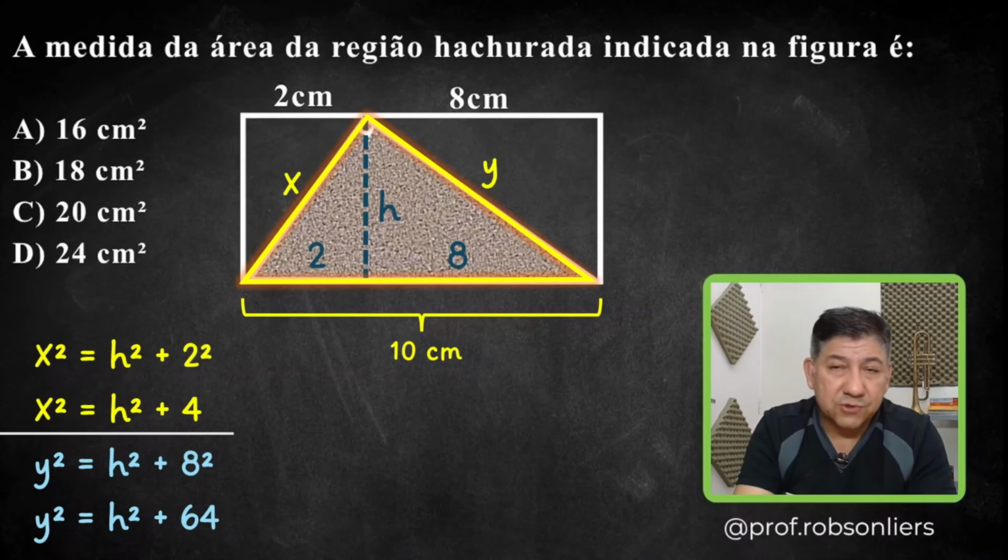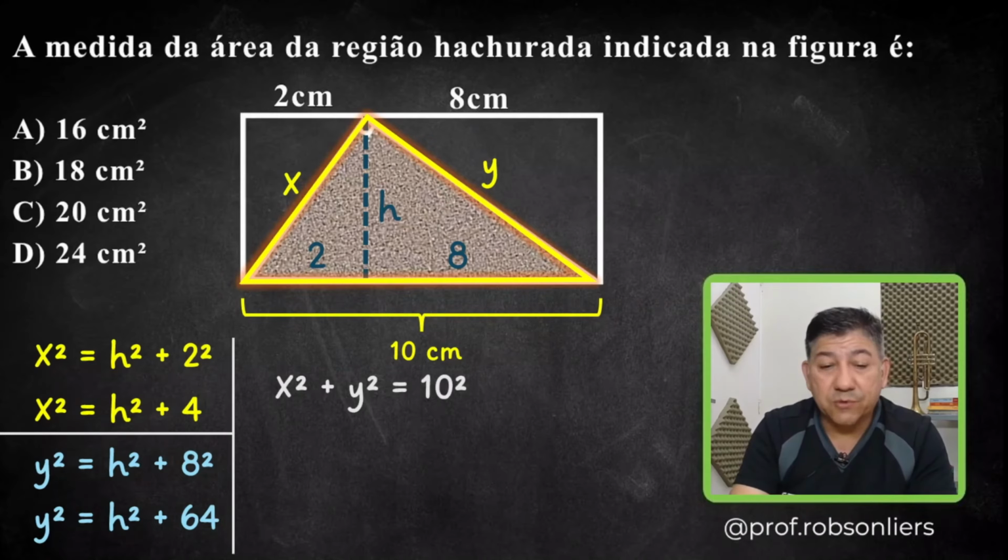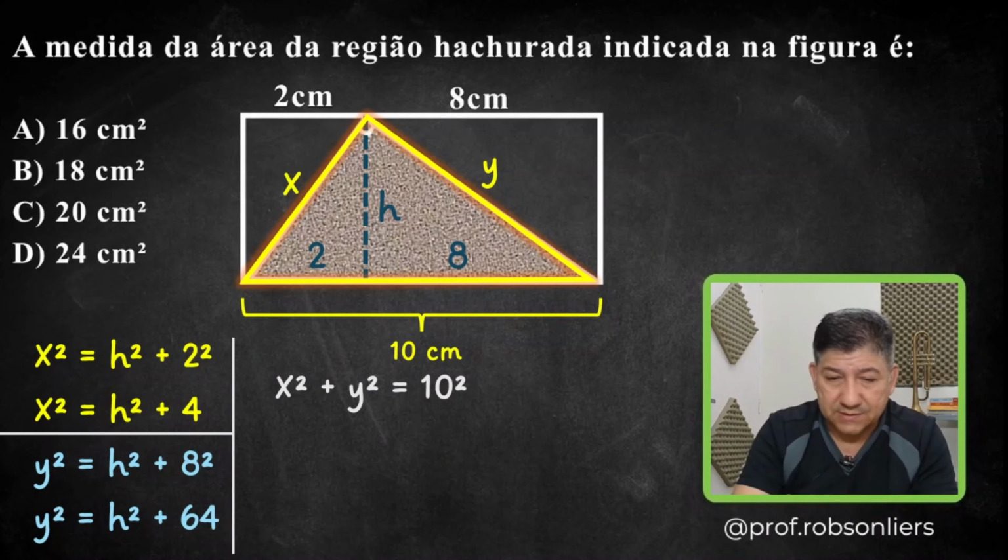Looking closely at this triangle, we have the hypotenuse, which is equal to 10. It's the side that's opposite the 90-degree angle, 10 centimeters, and we have the two legs, x and y. Using the Pythagorean theorem again, it will be like this. Look, x squared plus y squared equals 10 squared. I just switched the way of setting up the Pythagorean theorem here, okay? I wrote the sum of the squares of the legs equals the square of the hypotenuse. It's the same thing, you know?